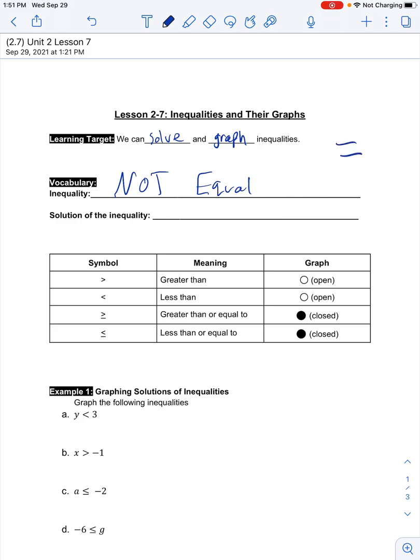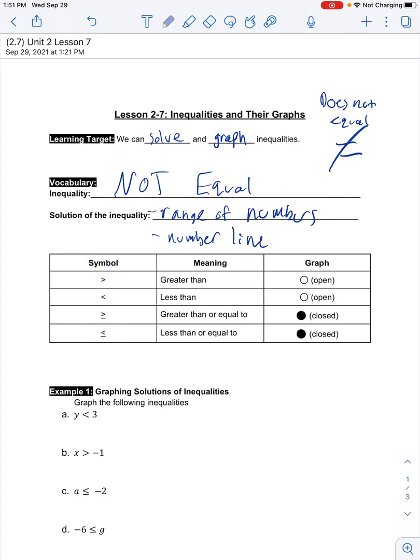Again, if you think about an equal sign, if you see a line through it, it means does not equal. And these are the symbols that we're going to use to describe our inequalities. You'll notice that your solution of an inequality is going to be a range of numbers, and we may even use a graph or a number line to show it. So we're going to show those on a number line.